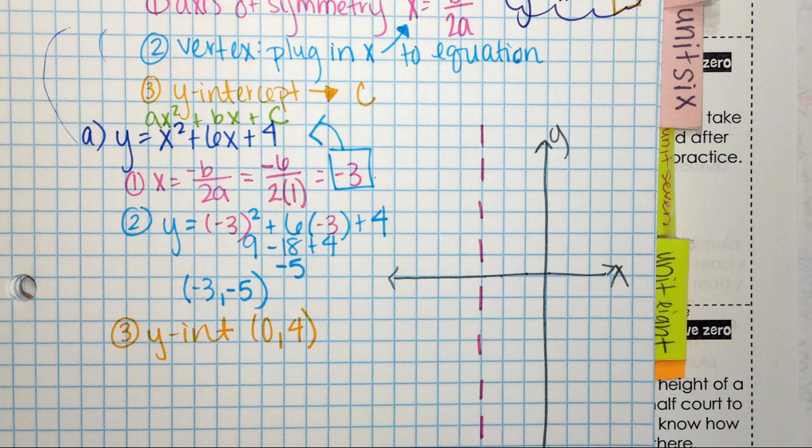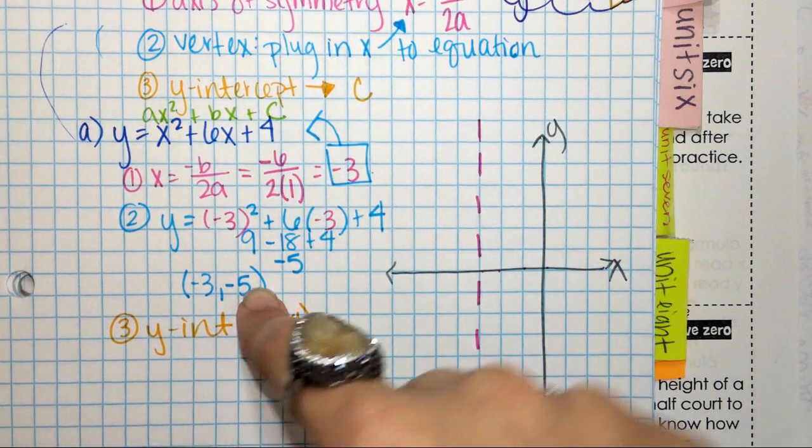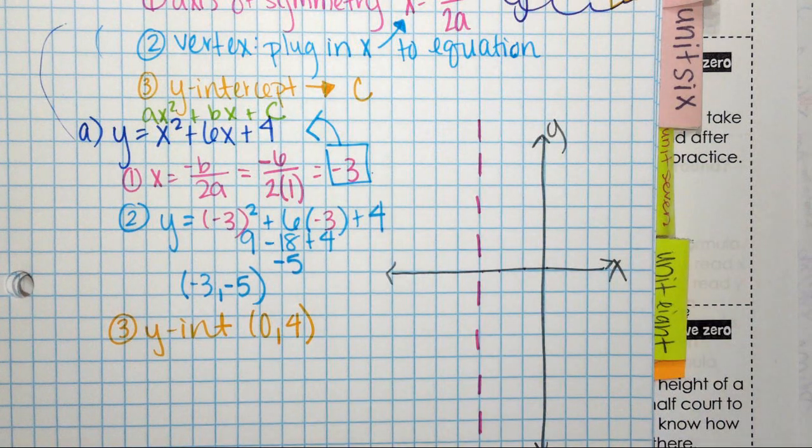Do not put a point. What are you supposed to do for the dash line? You just draw that. Now we're going to plot -3, -5. Breathe. We go pink, blue, yellow.